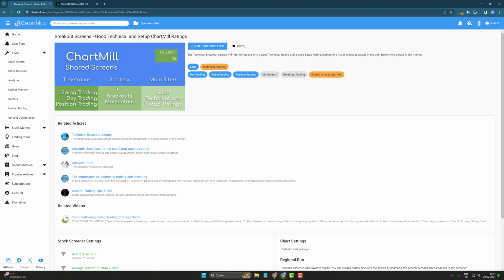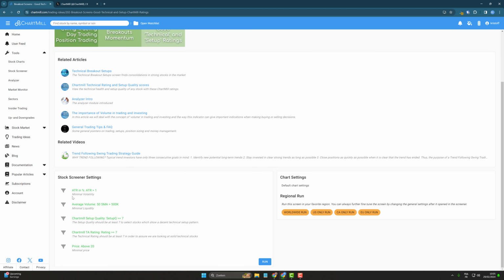This screen will filter for stocks with a good technical rating and a good setup rating, and it will give us a list of breakout setups in the best performing stocks in the market. The filters used are the average true range above 1 to ensure minimal volatility, an average volume higher than 500,000 shares a day measured over the last 50 trading days, to be sure we have enough liquidity, the ChartMill setup quality higher than 7, and the technical rating higher than 7.